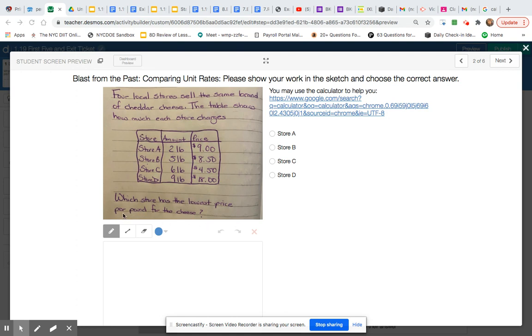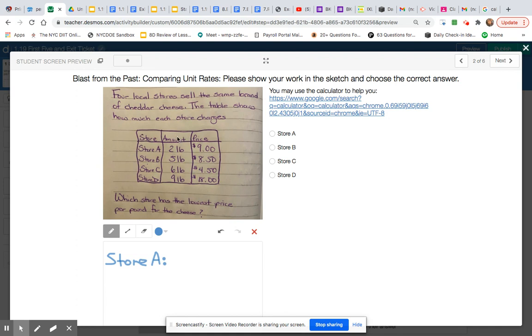So when you see that per, you know that we're dealing with unit rate because per refers to one and unit rate refers to one. Okay, so in order to figure out which store has the lowest price per pound or unit rate, we need to find out what the unit rate is at each store. So we're going to start off with store A. So to do that, you have to find the constant of proportionality.